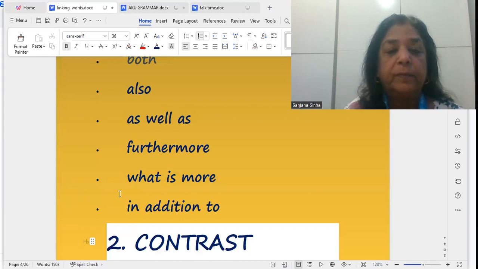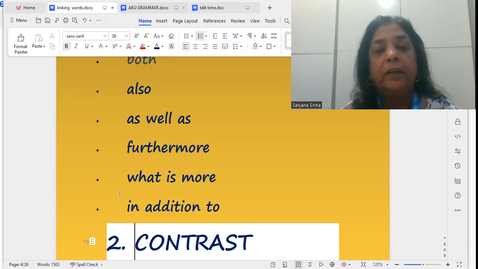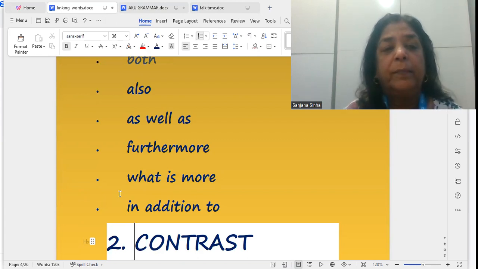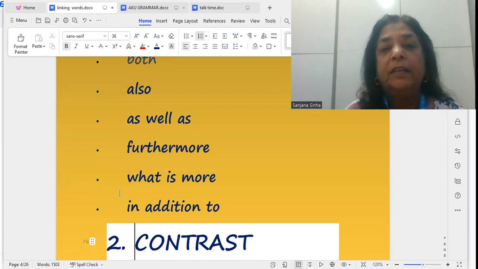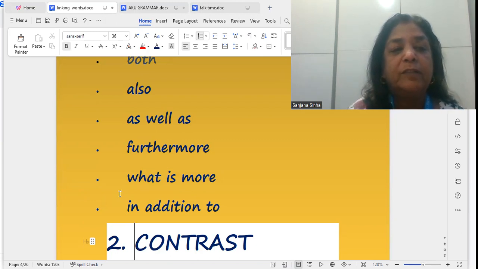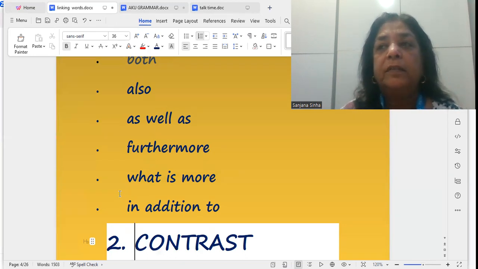In addition to checking on my friends, I need to check on my relatives as well. Like if we are planning a party, then let us include them also. So all these words as well. Furthermore, what is more, in addition to, will add on one statement, another statement to the statement which you already have stated.